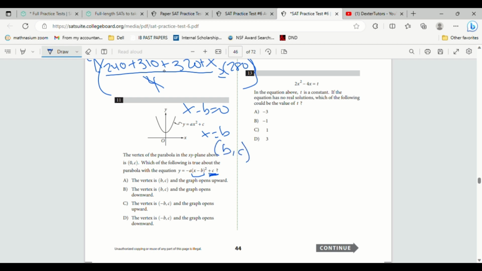So it's not C or D. And then we need to figure out whether our parabola opens upward or downward. Because there's a negative on the outside, it opens downward, so 11 is B.